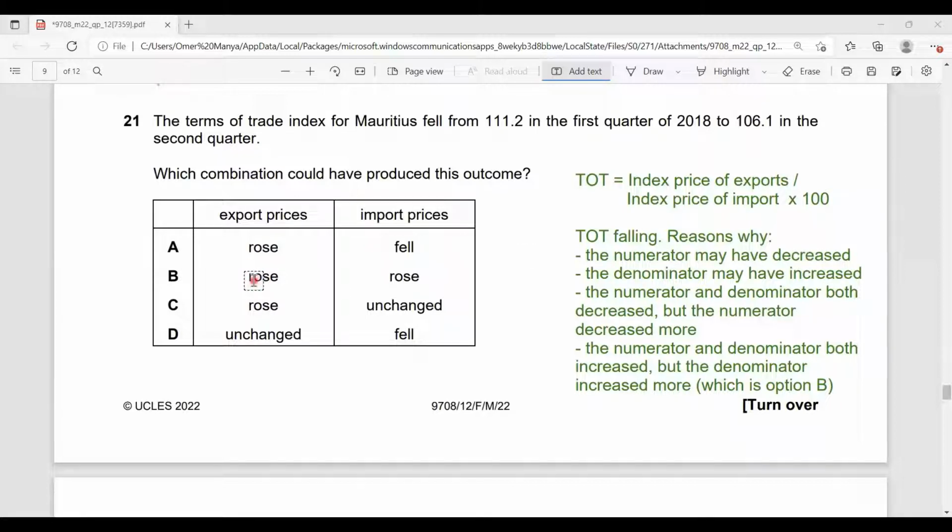The price of exports may have increased, but the price of imports may have increased by even more than that, causing the overall TOT value to fall. If you look at the other options, they would all result in a higher TOT value. If the export prices rose and the import prices fell, the TOT value would increase. If the export prices rose, nothing happened to import prices, the value would still go up. And lastly, if nothing happened to export prices and import prices fell, the TOT value would increase. So the only answer that is relevant is option B.